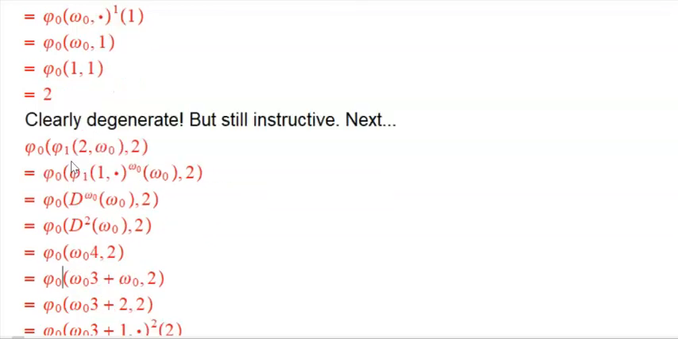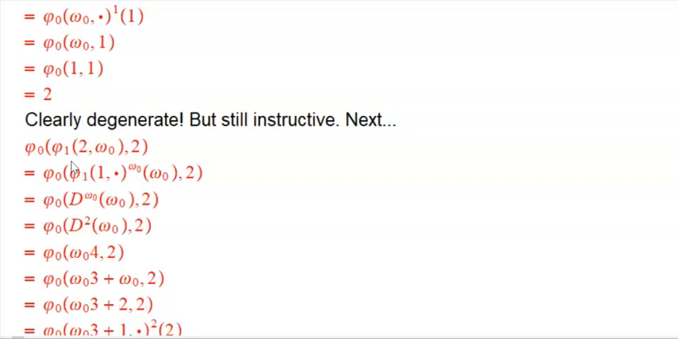That's still a function. How does that unpack? It's omega naught 3 plus omega naught, and that omega naught gets the 2. The fancy way to say that is that's omega naught eating a 2. But because omega naught is so special, it's the identity function, it just degenerates into just the number 2.